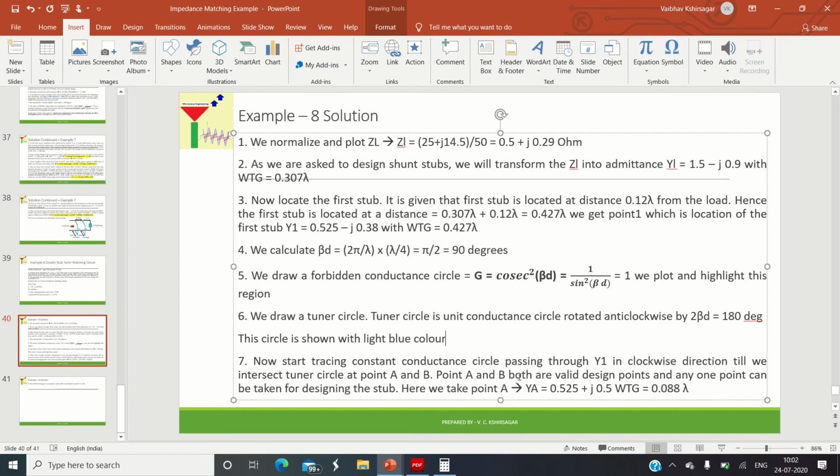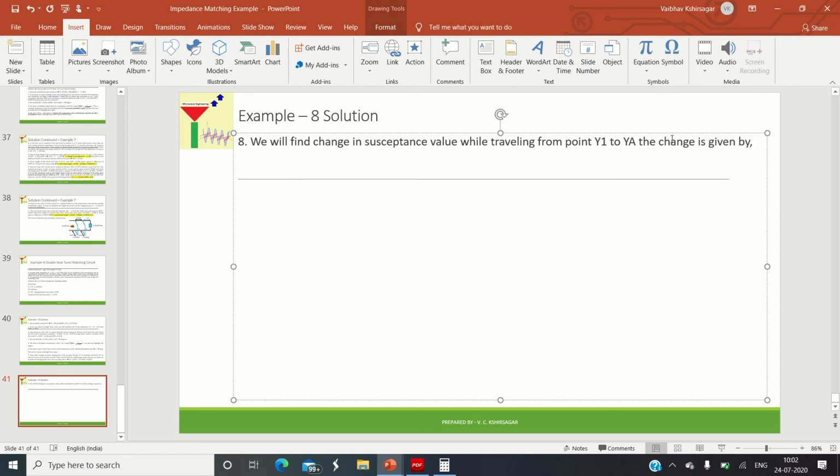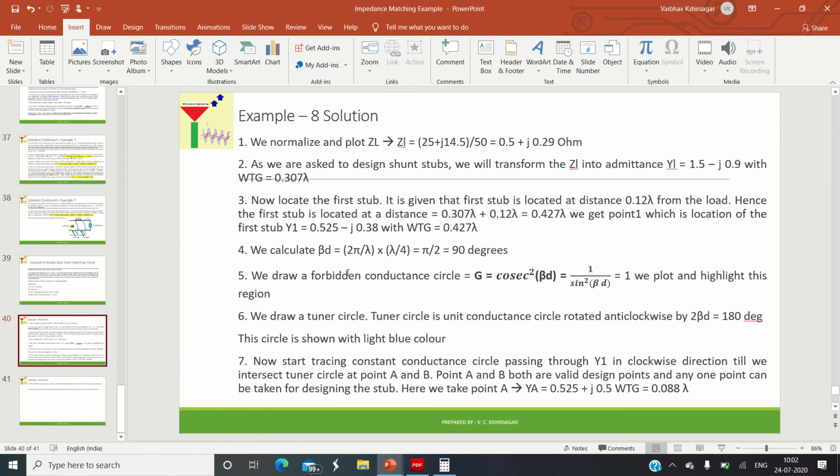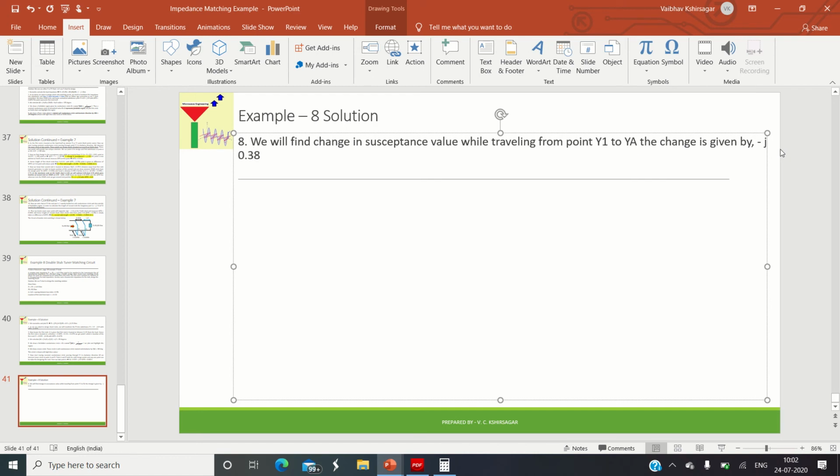So that is the change. So how will it be denoted? The change is given by the value at point y1. At point y1, the value was minus j 0.38. So I will write here minus j 0.38, on a new line.